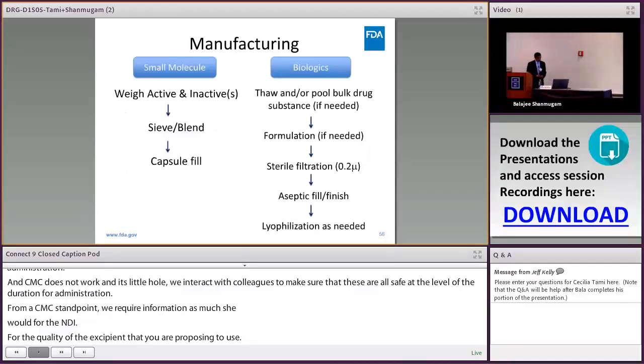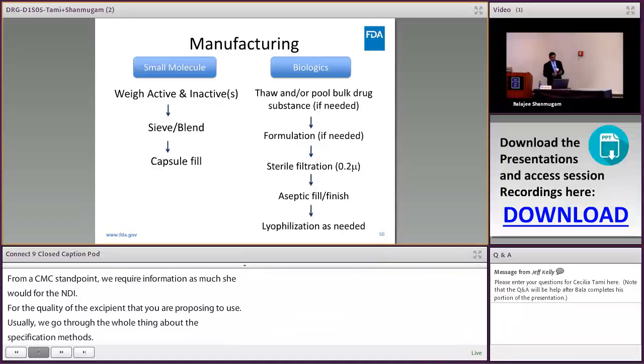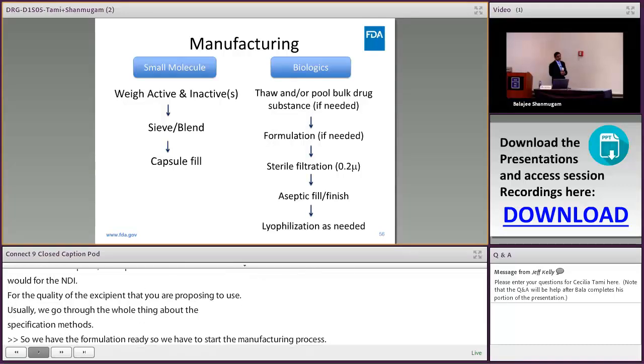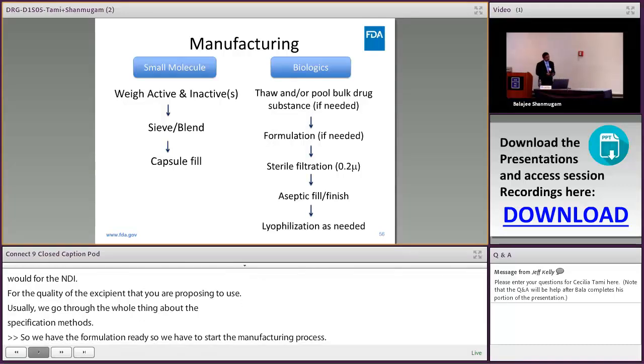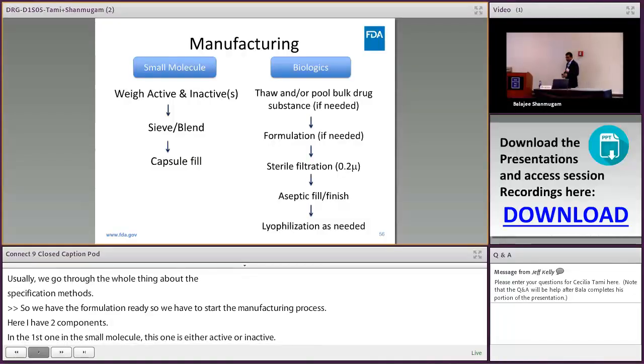All right, so we have got the formulation ready, so we have to start moving to the manufacturing process. Here I have two comparisons of a small molecule and a biologic, the most simplified version that I can bring up. In the first one, the small molecule, this is either with the active or with an inactive. I've seen both, where it's blended and then just straight filled into the capsule. This is typically in the first in human studies, phase 1, small single dose, those kinds of studies.